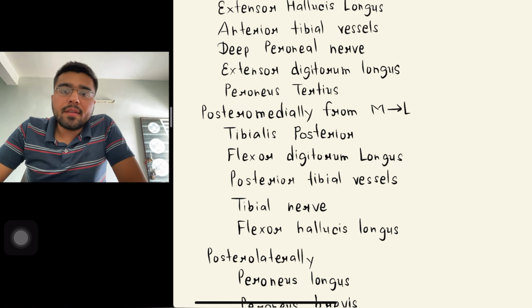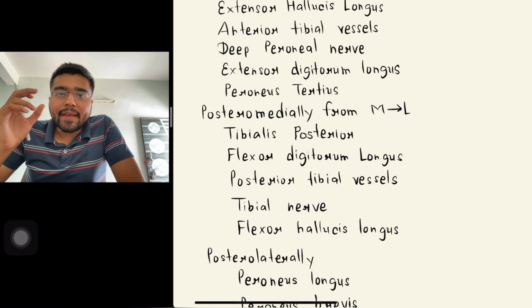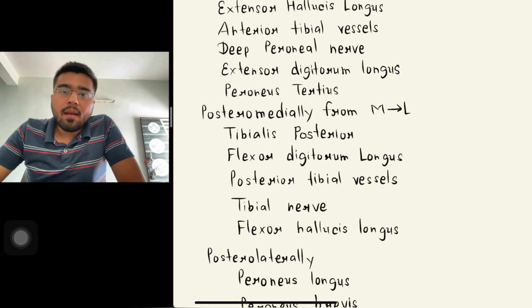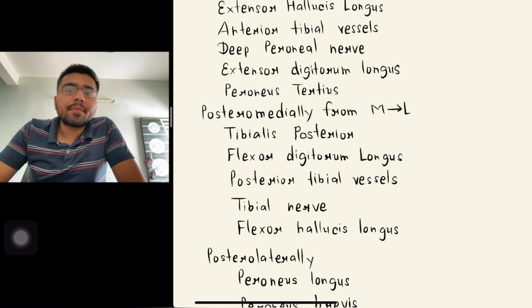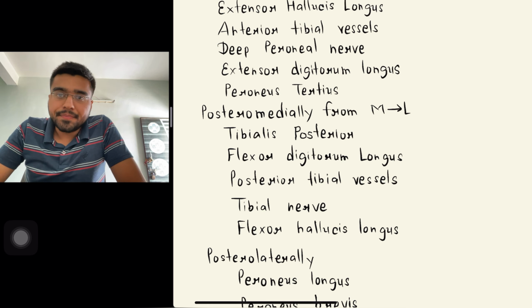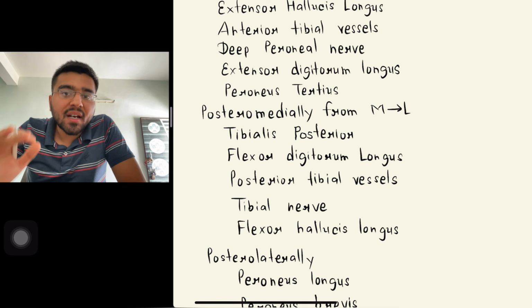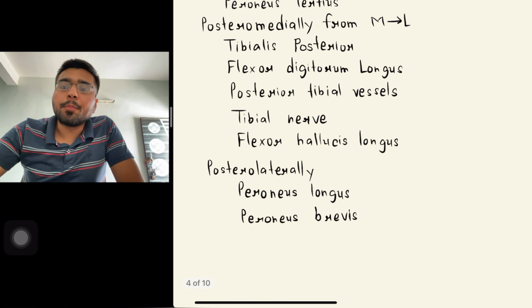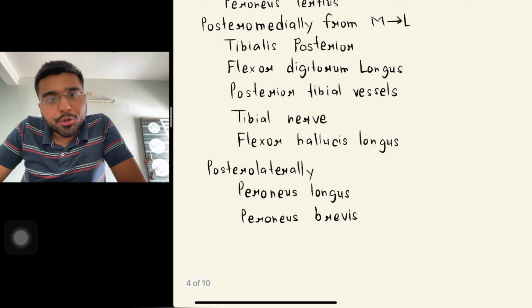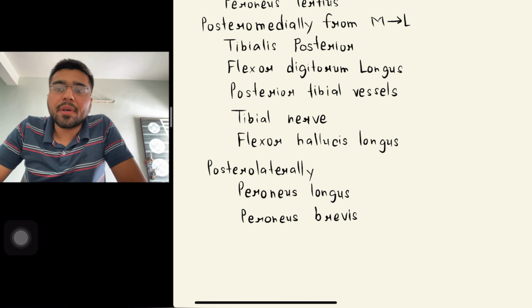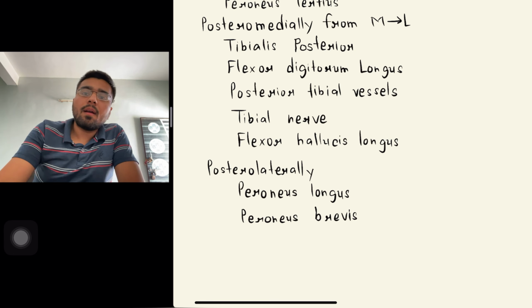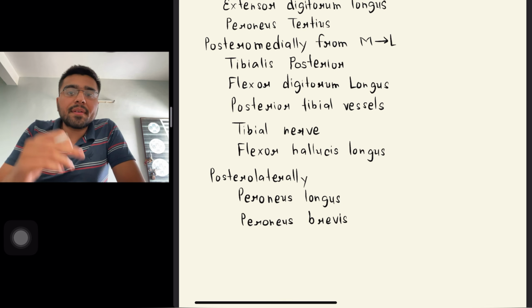It is also important from the university exams point of view, it can be asked as a relations question, and also it is important in the short note, you have to describe it. And the posterolateral relations of the ankle joint are peroneus longus and peroneus brevis. Now let us see these two relations in the figure.